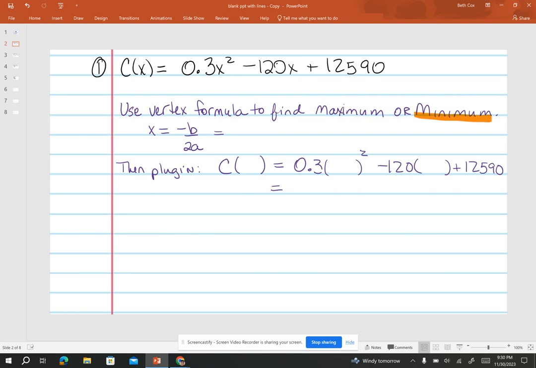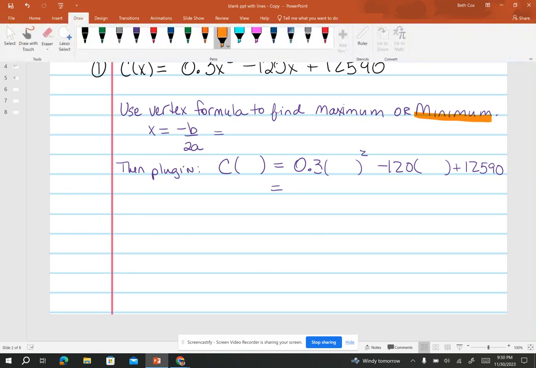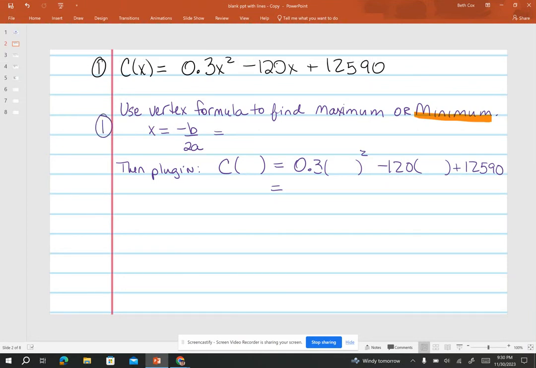The vertex formula has two parts. The first part is just a plug-in. It's the actual formula part. The first part is to plug in your negative b over 2a, and then take that answer, and then you're going to plug that in. So this is a quadratic function, so we know our a and our b and our c. And we're going to plug these values in. So I'm going to do negative 120 over 2 times 0.3.